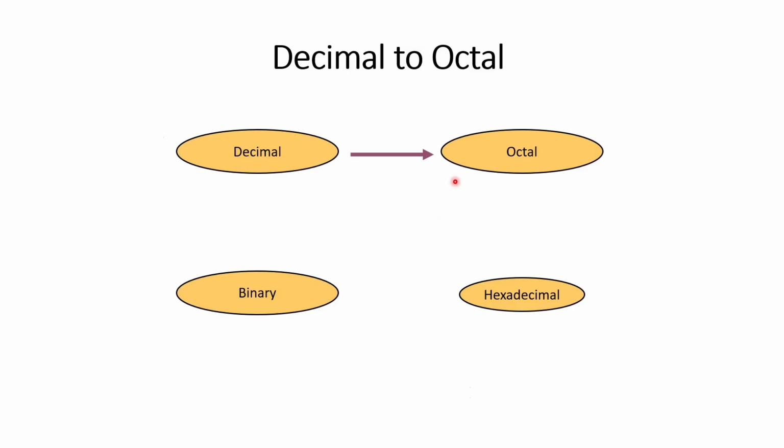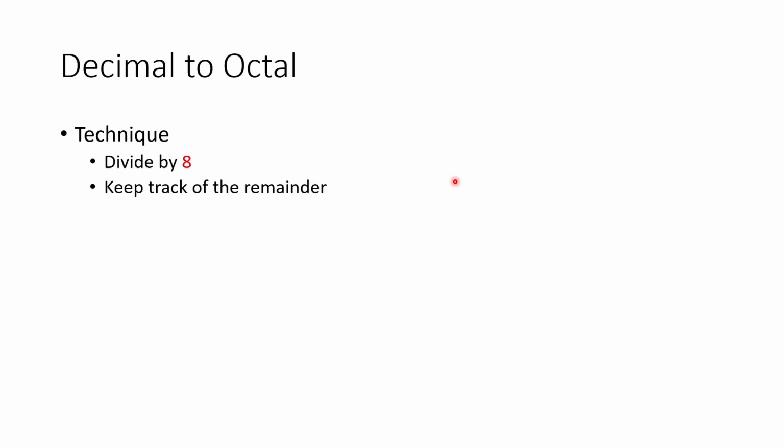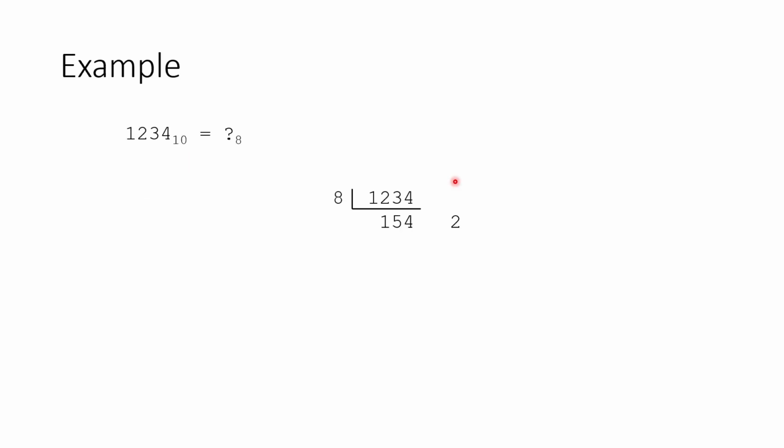Now we're doing decimal to octal, and the technique is dividing by 8. Keep track of the remainder, and this process is the same, we have to divide by 8. The result is 2322.